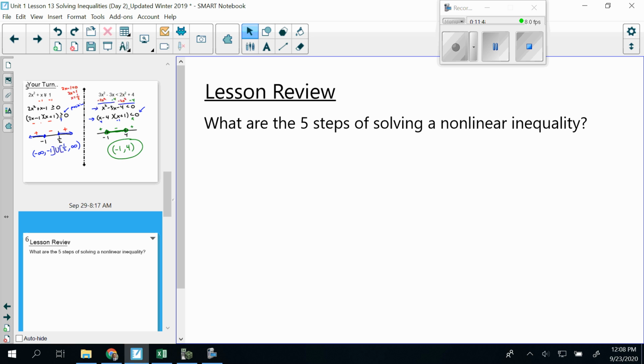All right, so just reviewing again, what are the 5 steps? Compare it to 0, factor, find the number line, test the intervals, write your solution.